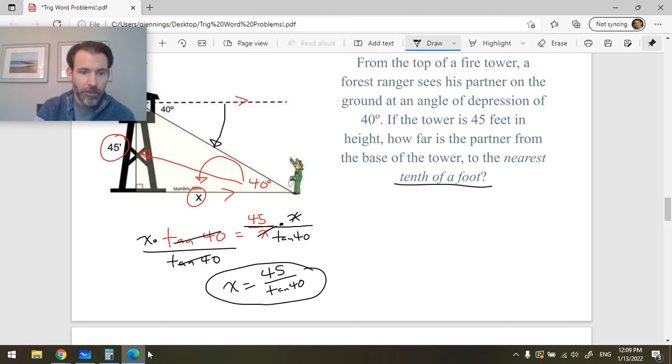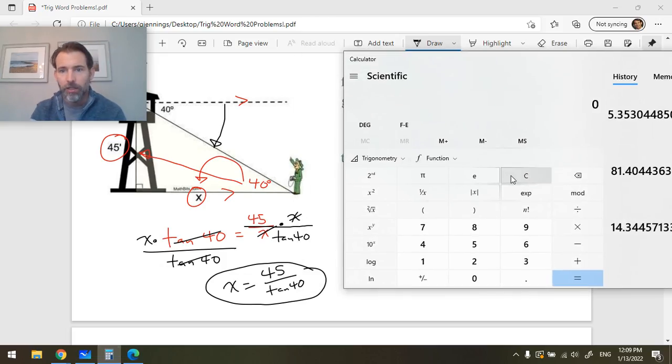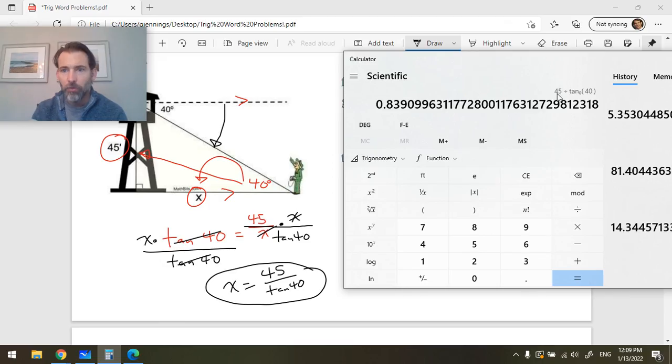So let's do that on the calculator. Clear everything, 45 divided by the tangent of 40. Notice it's 45 divided by tan 40. It's telling me that if I'm looking down at 45 degrees, this will be shorter than that. And that should make sense, but it's pretty close. It's almost 1. The ratio is almost the same, because if this was 45 degrees, they would be the same. Because it's 40, this is a little bit longer.